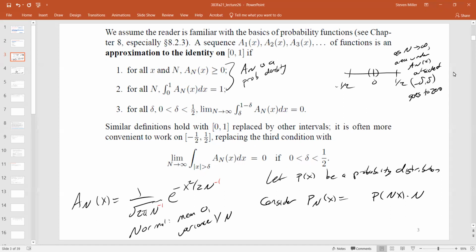There are lots of different ways you can come up with approximations to the identity. You can do a triangle function, which is continuous. You could do a rectangle function, which then has 2 points of discontinuity. You can do a Gaussian. Lots of different ways that you can do it.